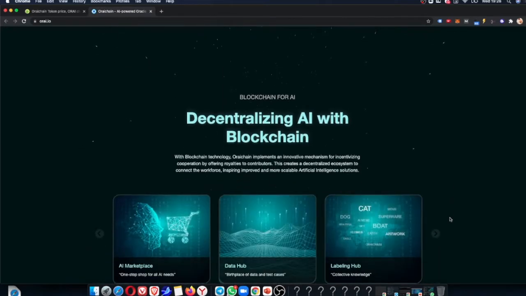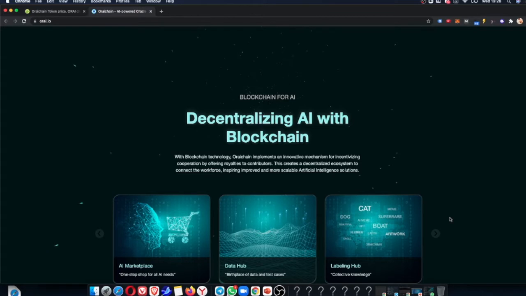So as mentioned before, artificial intelligence is the whole blockchain technology. So with Oraichain, it's going to implement an innovative mechanism for basically incentivizing corporations, offering them royalties. Does that make sense? So each time they'll be getting paid. So it's really a wicked concept.